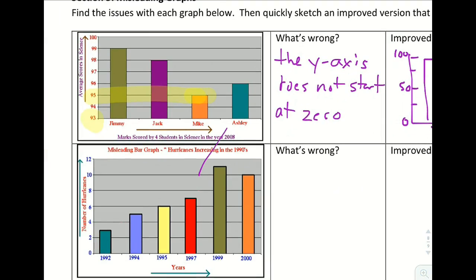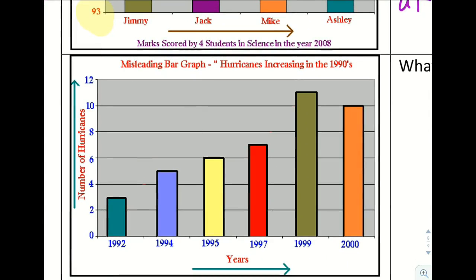Let's go to our next one and try to figure out what is misleading here. We're going to look at our y-axis, and it looks like it doesn't have the problem the last one had. It does in fact start at 0. It's evenly spaced, nothing to worry about there. Across here we have 1992, 94, 95, 97. I don't know about you, but last time I tried to count, that doesn't seem to make sense. It looks like we're missing a year here, and here, and here.